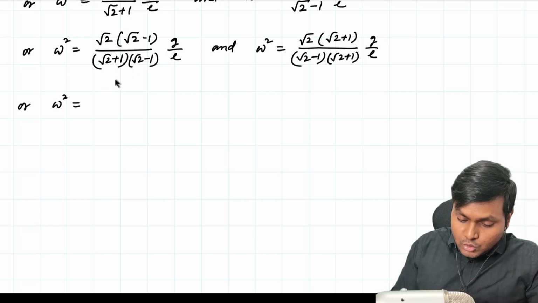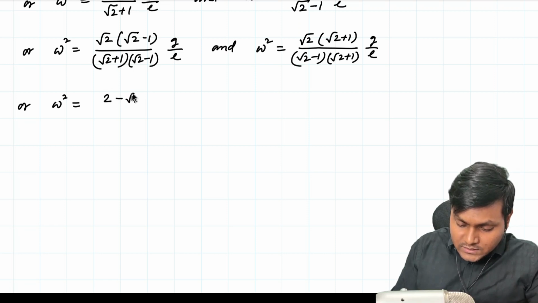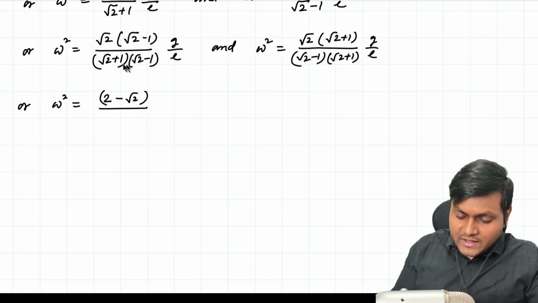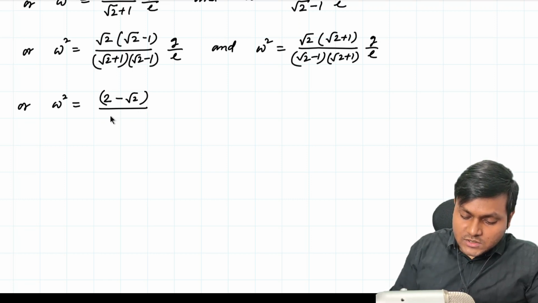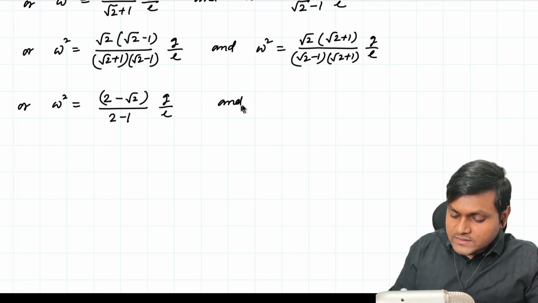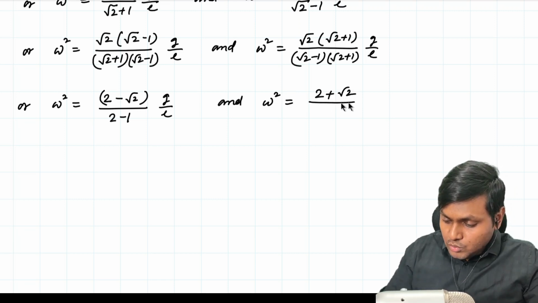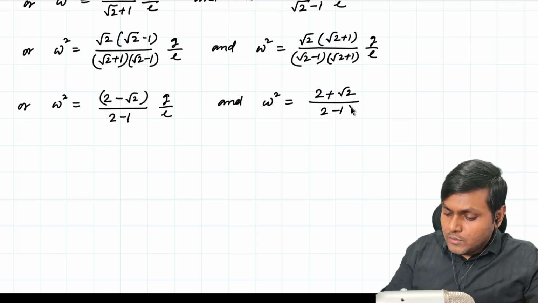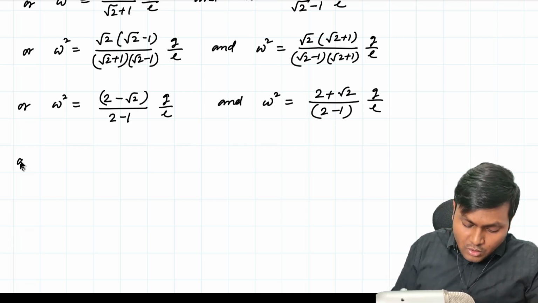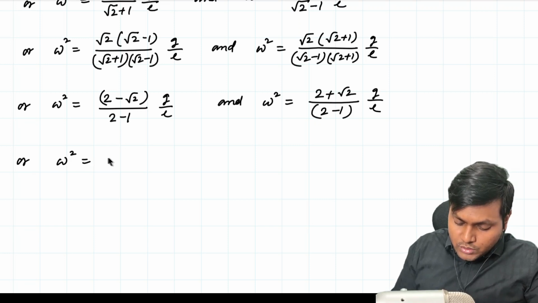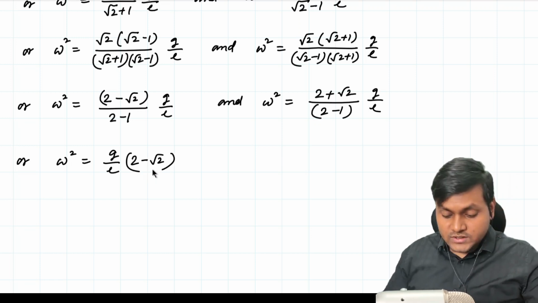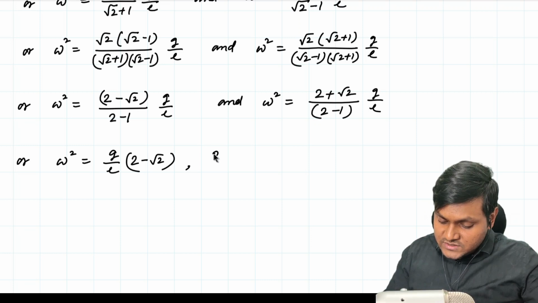is nothing but root 2 into root 2 is 2 minus root 2, and in the denominator I'll have root 2 plus 1 and root 2 minus 1, which is just root 2 square, which is 2, minus 1 square, so minus 1, so g upon L. And similarly here you'll have omega square is equal to 2 plus root 2 divided by, this is nothing but 2 minus 1 g upon L, or omega square is equal to g upon L 2 minus root 2. This is one of the solutions, and the other solution is g upon L 2 plus root 2.